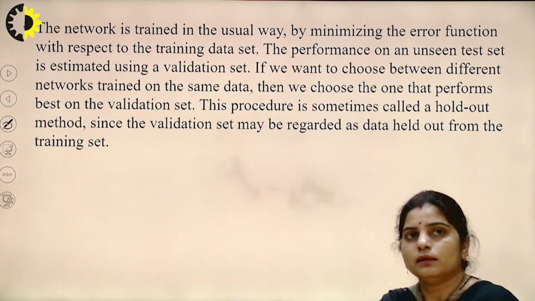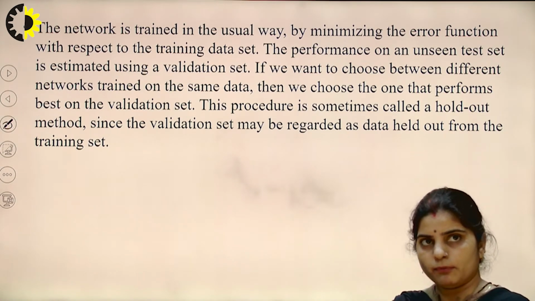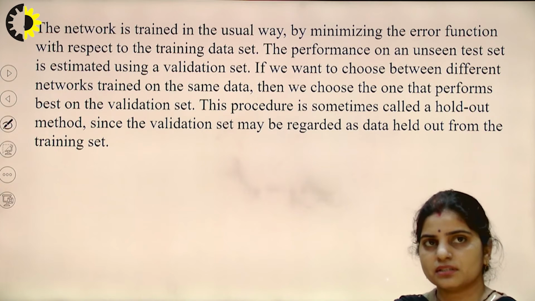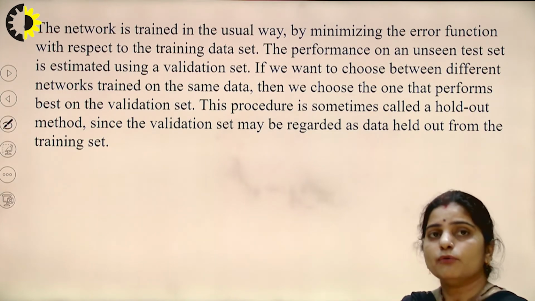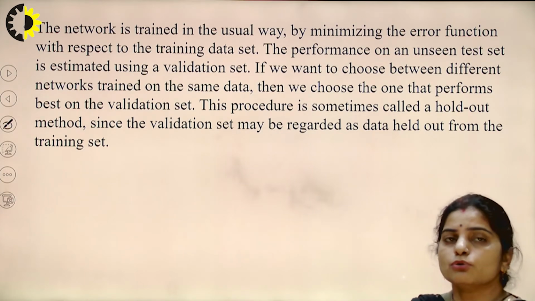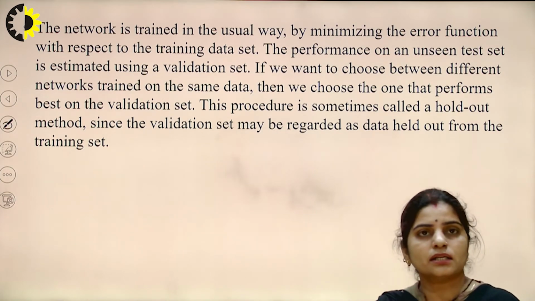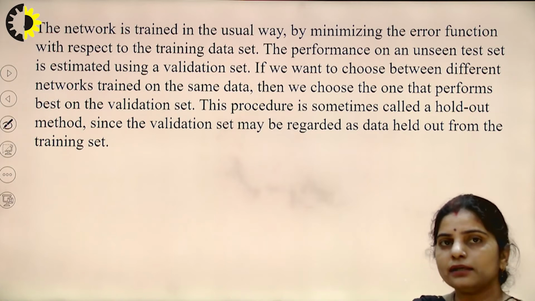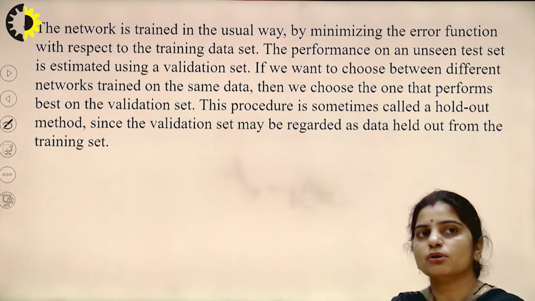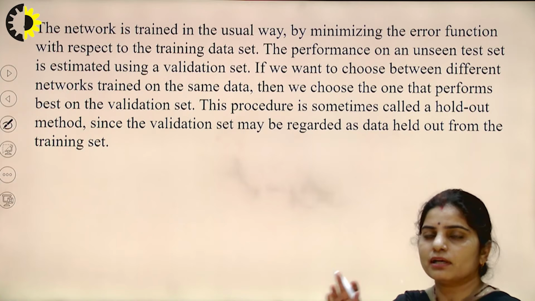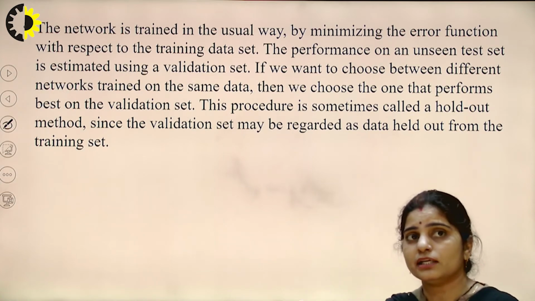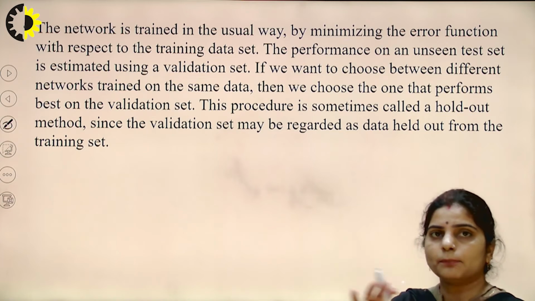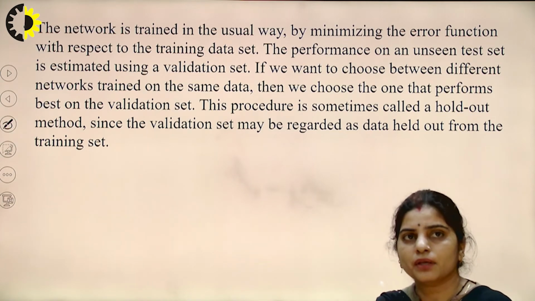Suppose, with respect to the training data set, we have to identify the network which is performing well. Which network do we consider? We consider the network which is performing best on the validation set. So we will identify that particular network which performs best on the validation set, apart from the multiple networks which are given here.